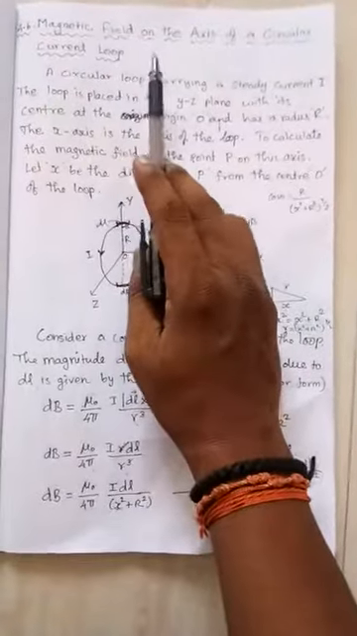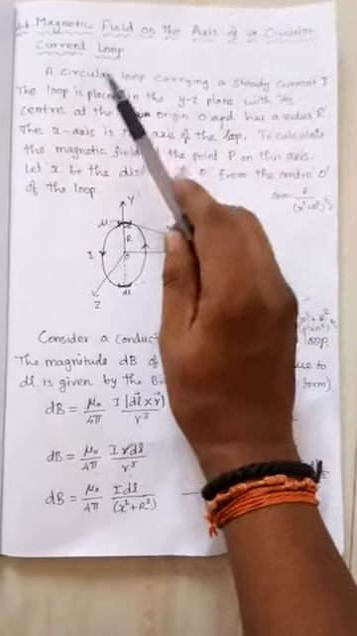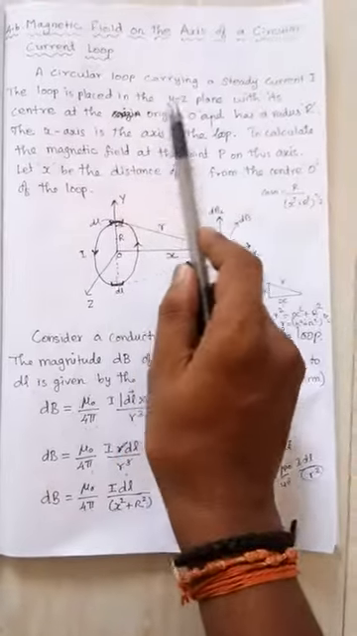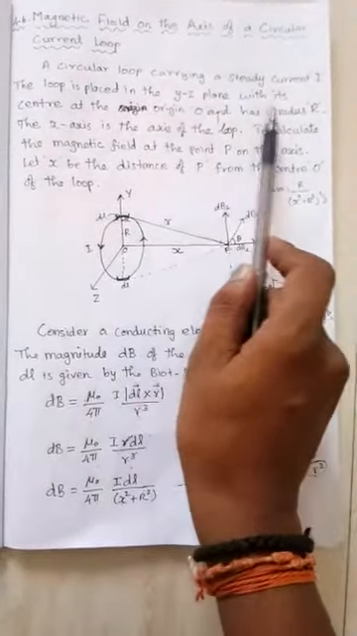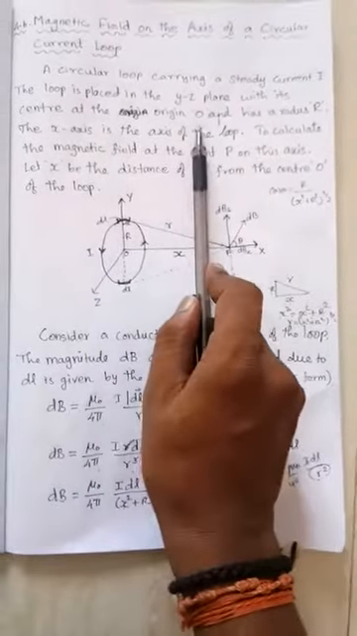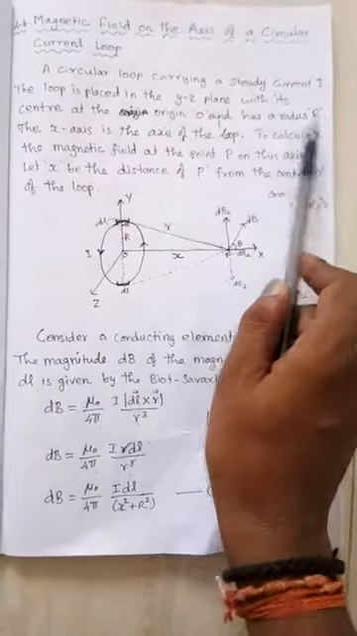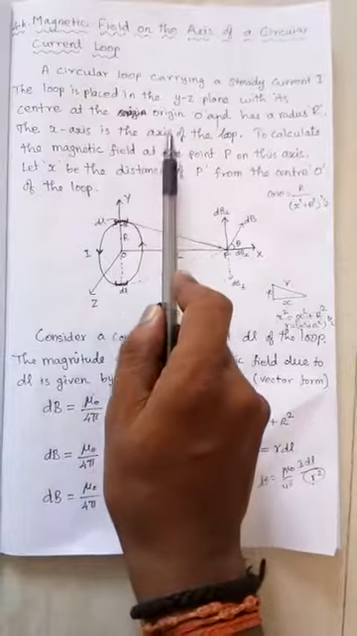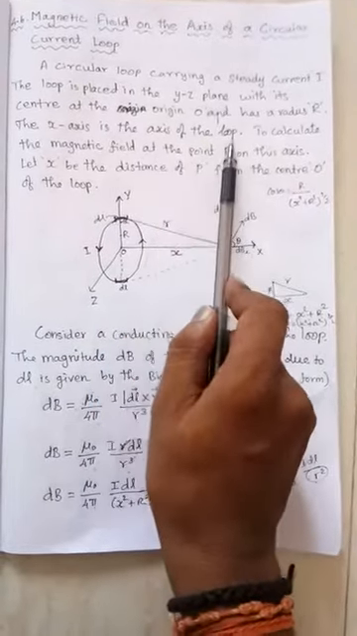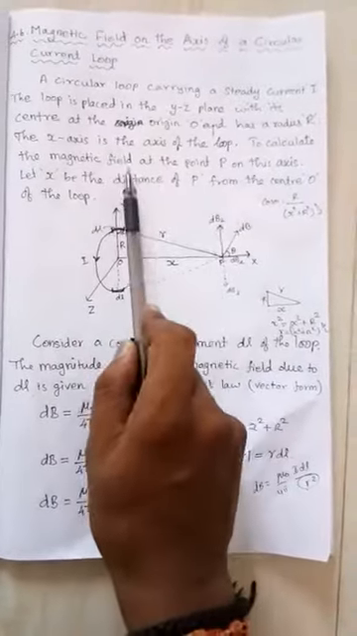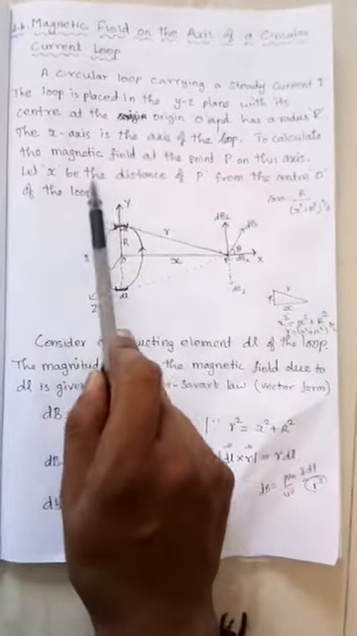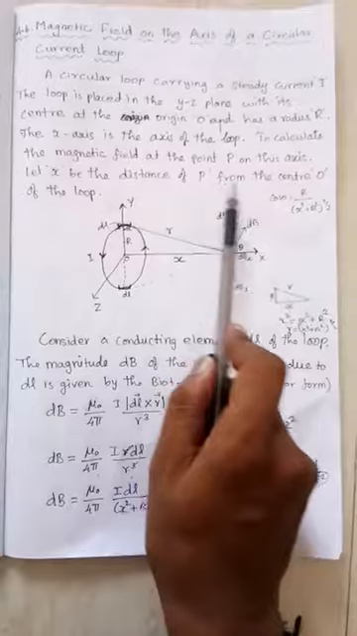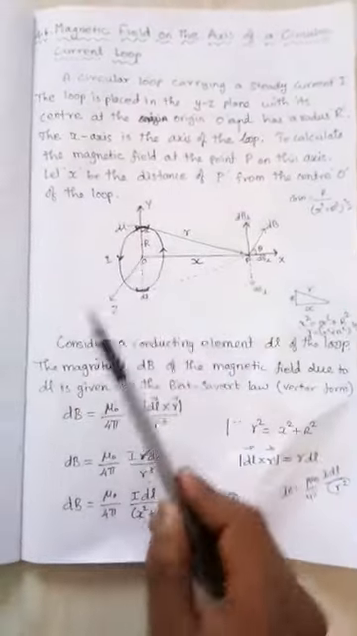Third question: magnetic field on the axis of a circular current loop. A circular loop carrying a steady current I is placed in the YZ plane with its center at the origin O, and has radius R. The x-axis is the axis of the loop. To calculate the magnetic field at the point P on this axis, let x be the distance of P from the center O of the loop.